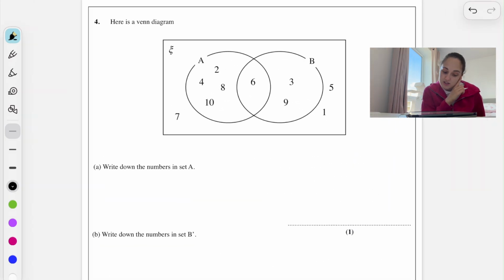This next question, we have a Venn diagram and we have numbers in a Venn diagram. It says write down the numbers in set A. So the numbers in set A are all of the numbers in A over here. So we have 2, 4, 8, 10 and 6.